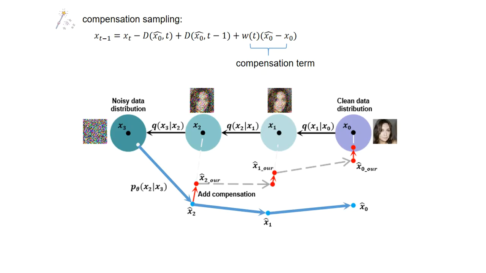Ideally, we can animate the process as follows. Given the noise data distribution X3, the original sampling approach follows the blue line to generate the images. We can see that this approach has no clear generation direction and will deviate from the clean data distribution. Our approach is the red line, which aims to add composition during each time step. This direction is towards the original data distribution, so that it can accelerate the training process while improving the generation quality.